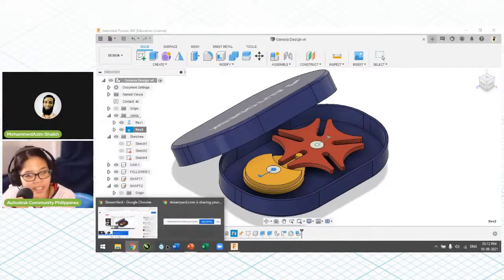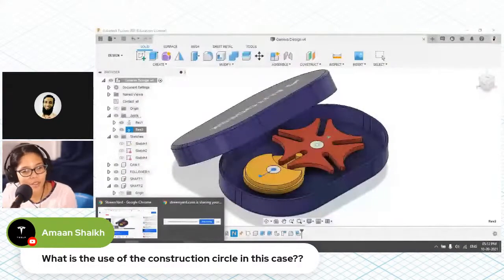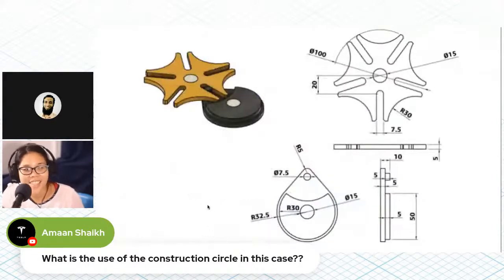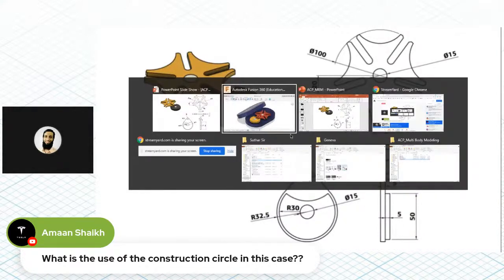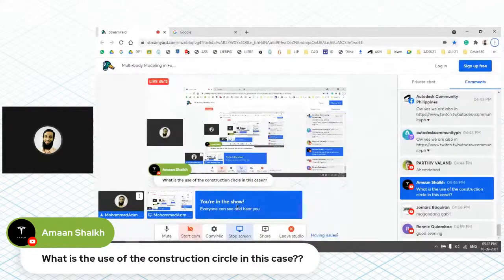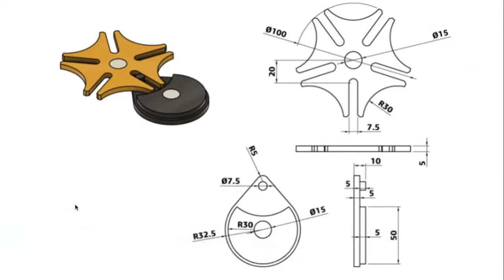Okay, so I think, yeah, what is the use of the construction circle in this case? Yes, in this case, as we can see, this body, these two components. Let me share the PPT screen. These two bodies are aligned to one another. So the construction circle is used to make a design which is perfectly aligned to each other, so the cam and follower body can meet and drive one another.